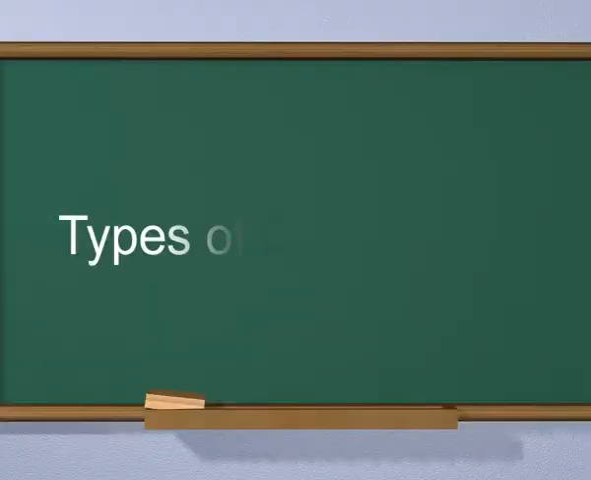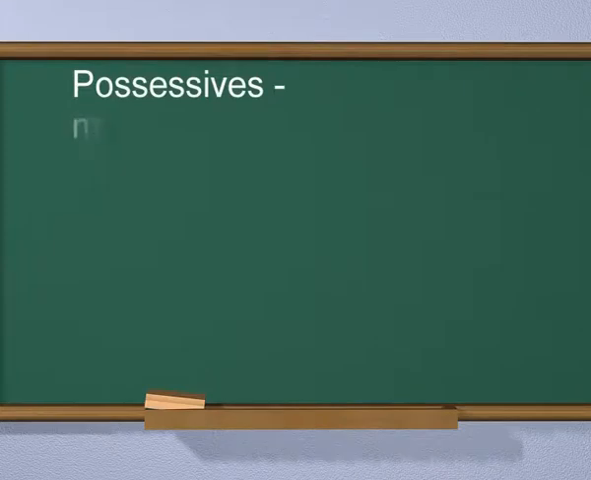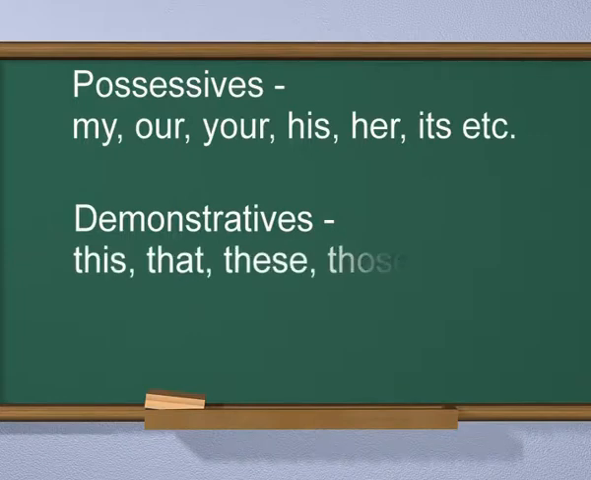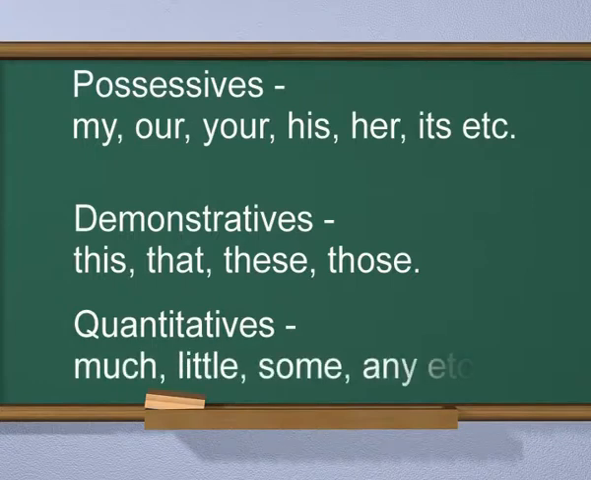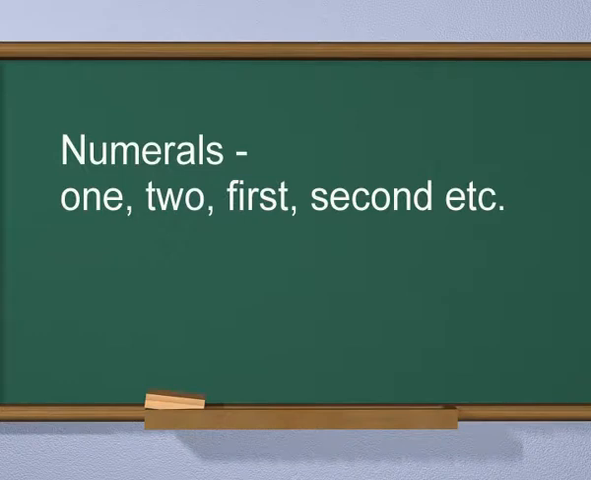They are types of determiners. Possessives: my, our, your, his, her, its, etc. Demonstratives: this, that, these, those. Quantitatives: much, little, some, any, etc. Numerals: 1, 2, first, second, etc. Articles: a, an, the.